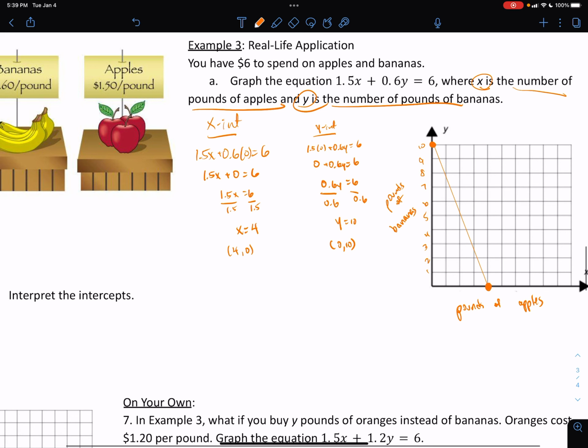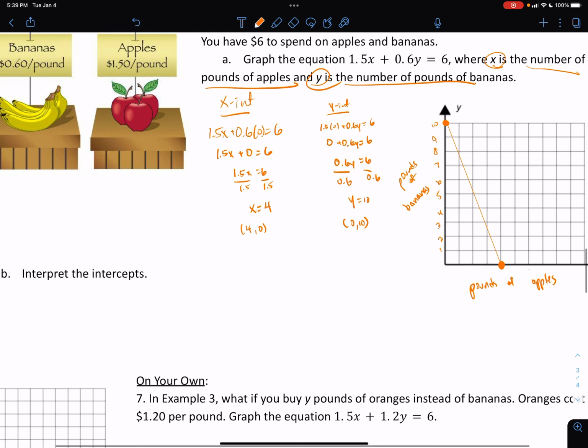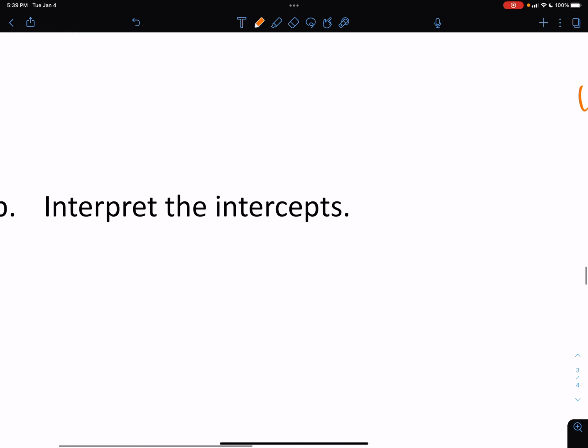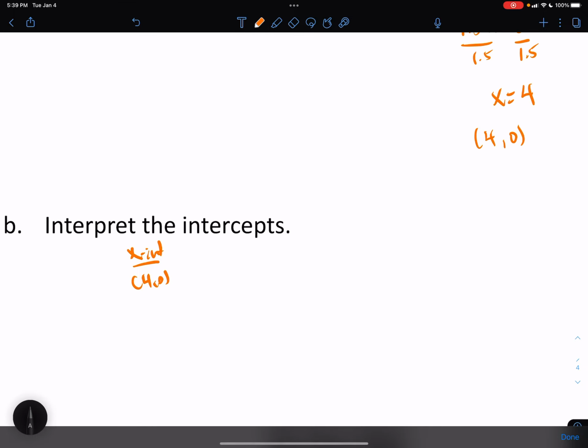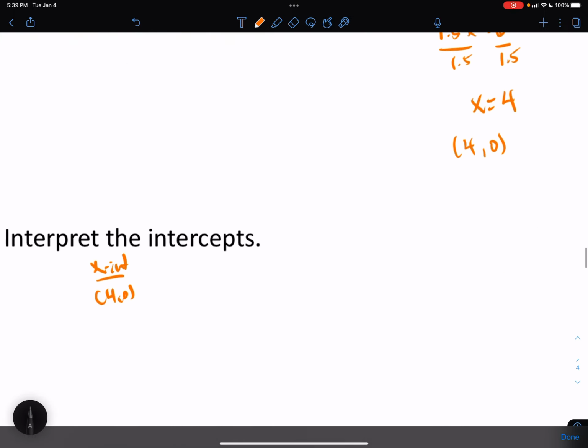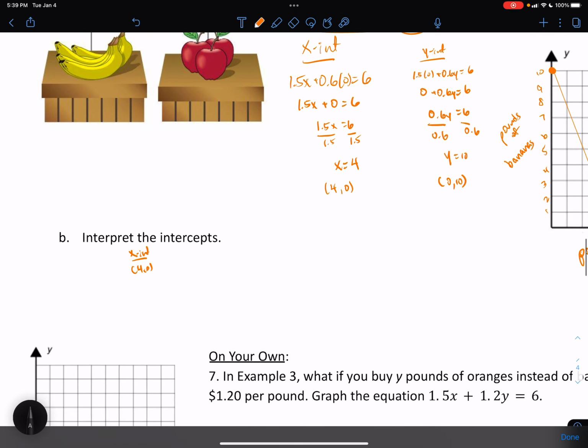Okay, so this is where it can get a little tricky. Interpret your intercepts. So let's take a look at this first. Interpret means, what does this mean? So my x-intercept is (4, 0). All you have to do is add units to all of this. What do I mean by that? Well, the units for x are the number of pounds of apples.